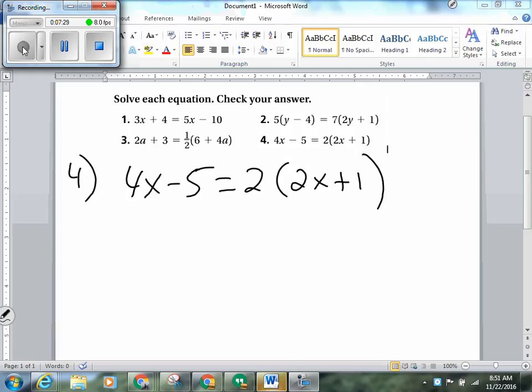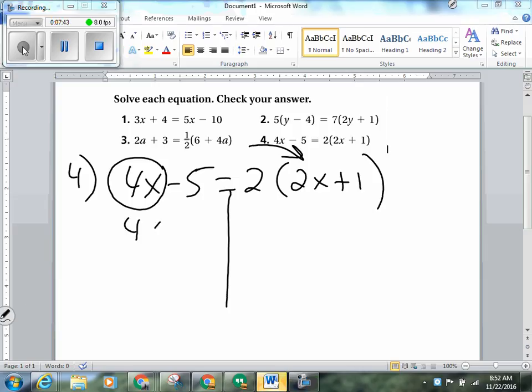And the last problem, take a look at number 4. Okay, let's see what we have here. Number with the letter, draw my wall. We have parentheses. We're going to have to do those first. I'm going to have to rewrite this side. 4x minus 5 equals, now we go ahead and hop and multiply. 2 times 2 is 4x. 2 times 1 is 2.